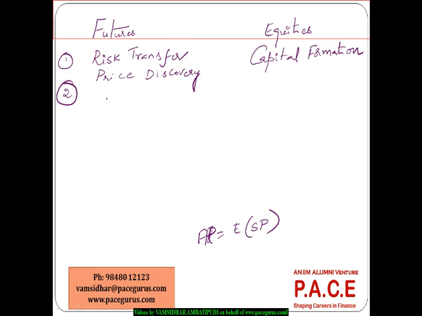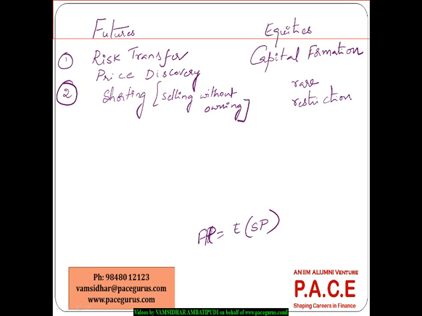And a second key difference that we see is shorting. Shorting is more like selling without owning. Selling without possessing the underlying is very much comfortably possible with respect to a futures market, whereas the shorting of equities is possible only in rare scenarios. But even that has so many restrictions, whereas no restrictions exist with respect to a short position in a futures market.